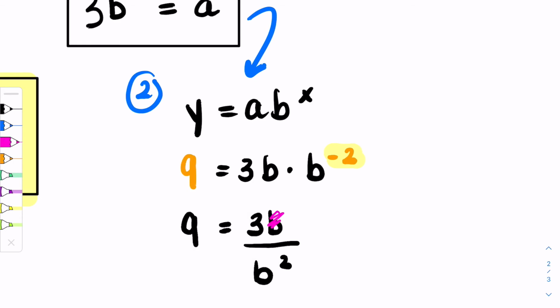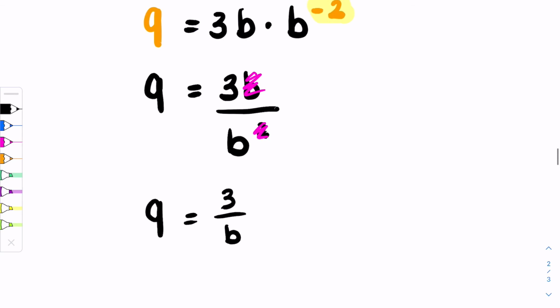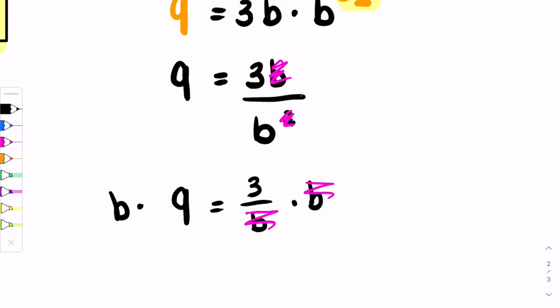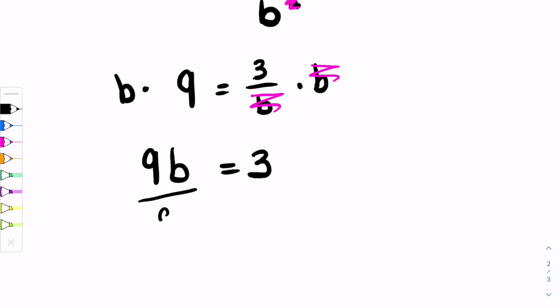I can eliminate one value of b in the numerator. I can eliminate one value of b in the denominator. 9 is equal to 3 over b. I need to solve for b here, so I'm going to multiply both sides by b. That eliminates my value of b on the right side. On the left side, I'm left with 9 times b, and this is equal to 3. To solve for b, I'm going to divide both sides by 9, eliminating it on the left, giving me b equals 3 over 9, or 1/3.